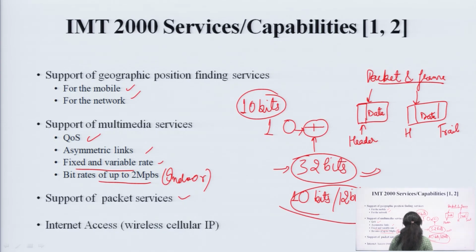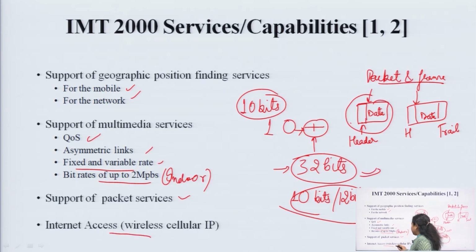So, this will support the packet services, which means that whatever data you want to transmit is divided into different chunks, and these chunks are headed by a header which will have the source address and the destination address, and no cyclic redundancy check or any other additional codes that can be used for error detection and correction are required. So, that is the main difference between packet and frame. So, it will support the packet services.